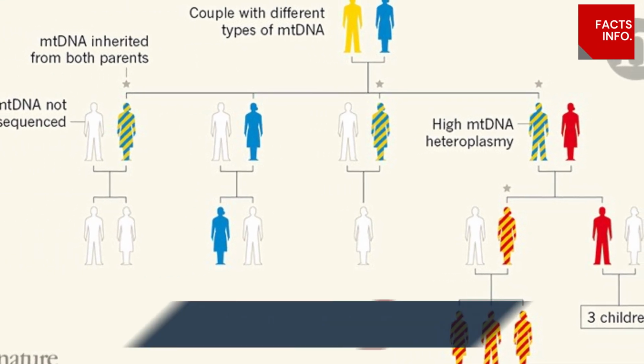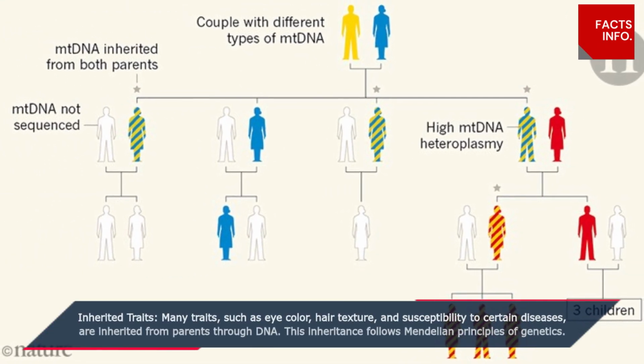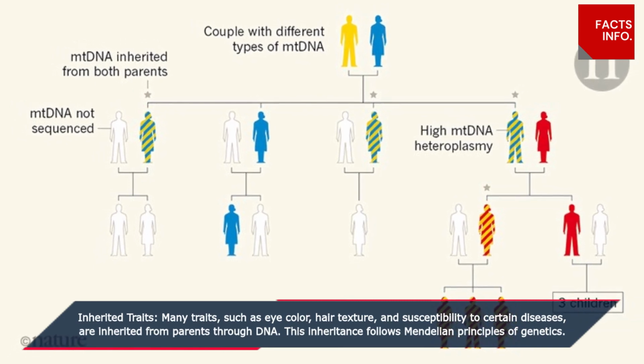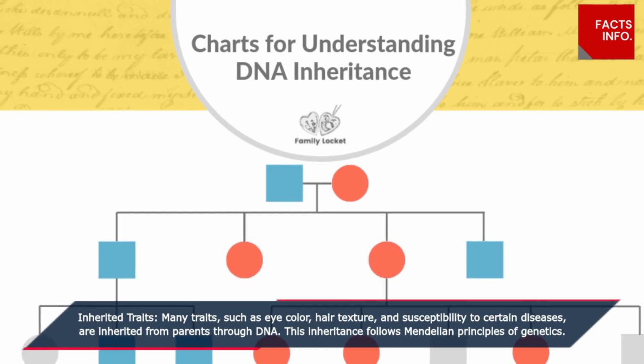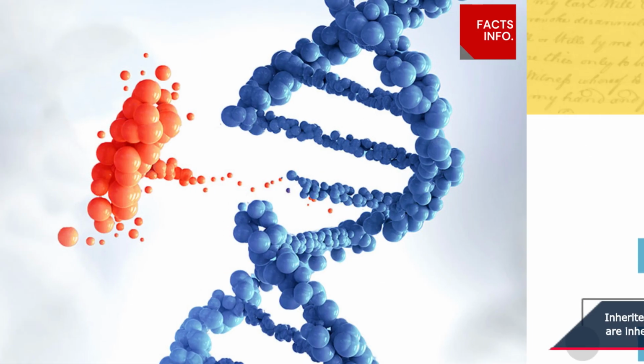Inherited traits. Many traits, such as eye color, hair texture, and susceptibility to certain diseases, are inherited from parents through DNA. This inheritance follows Mendelian principles of genetics.